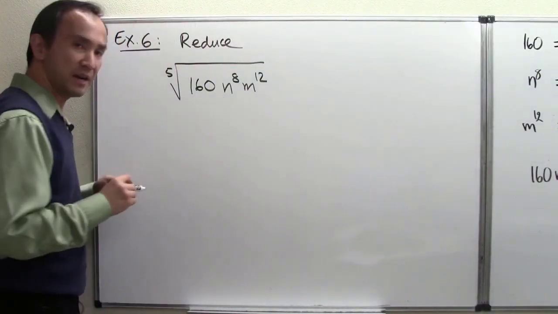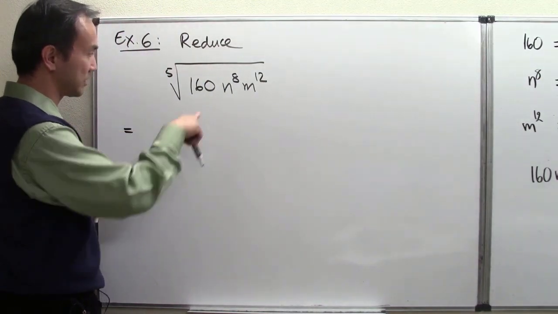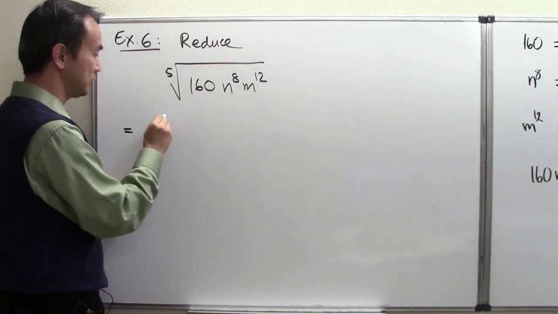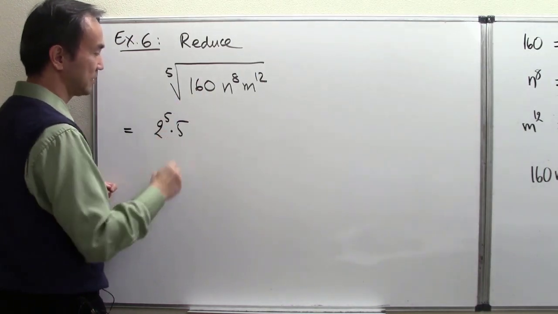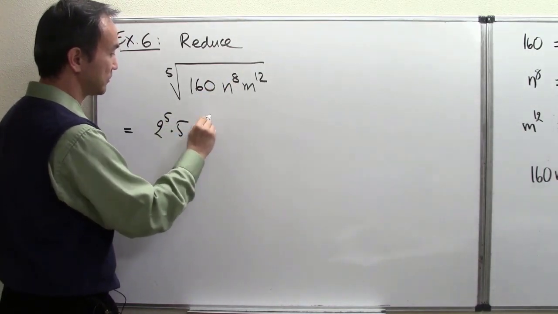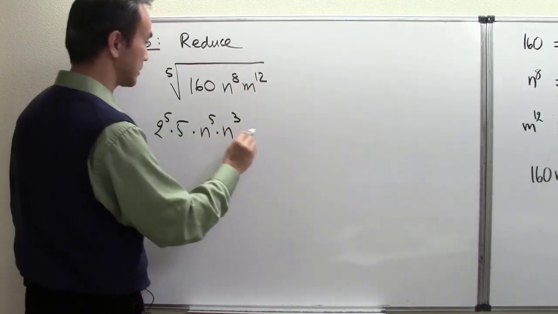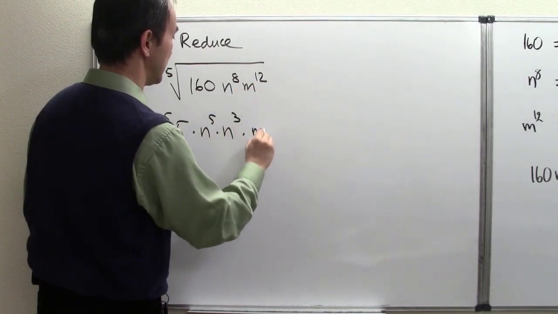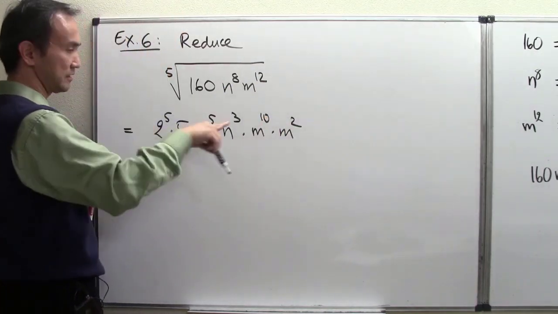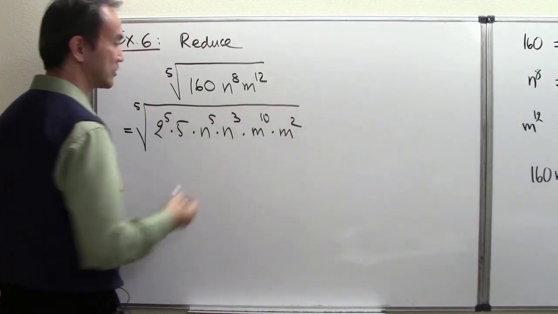So now back on my board right here. In the next step, I will write it as the following. 160 inside of the 5th root, 2 to the 5th times 5. The n to the 8th inside the 5th root times n to the 5th times n cubed. The m to the 12th inside the 5th root, m to the 10th times m squared. And the entire product here is put inside the 5th root.